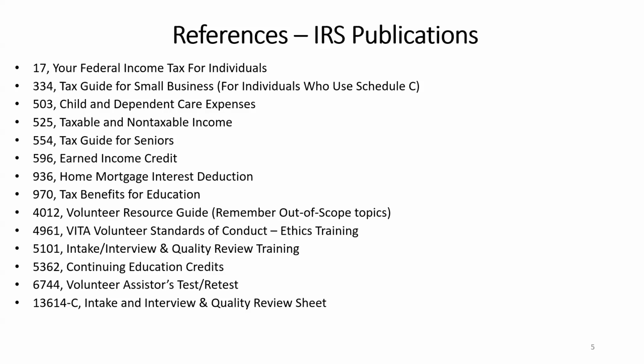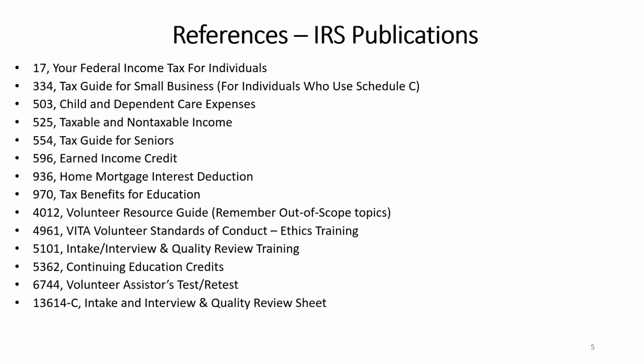If you are a tax professional, typically in the VITA program, the folks that you'll see helping out as volunteers will be CPAs, some folks from the California Tax Education Council, and enrolled agents. They're not getting paid. They're volunteers, but they're able to earn continuing education credits. And so that 5362 is your go-to document. And then, of course, the test and retest, the 6744.